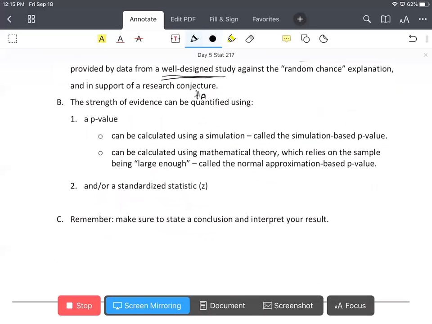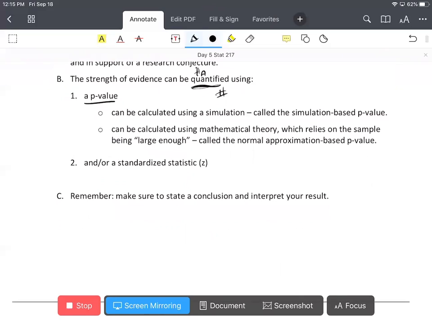Strength of evidence can be quantified. In other words, we can come up with a number for it using the p-value. We can do it using simulation, which we've done by generating that null distribution, and then looking to see how we did by putting in the value of our p-hat. Because remember, at this point, we're not talking about means, we're strictly talking about proportions.